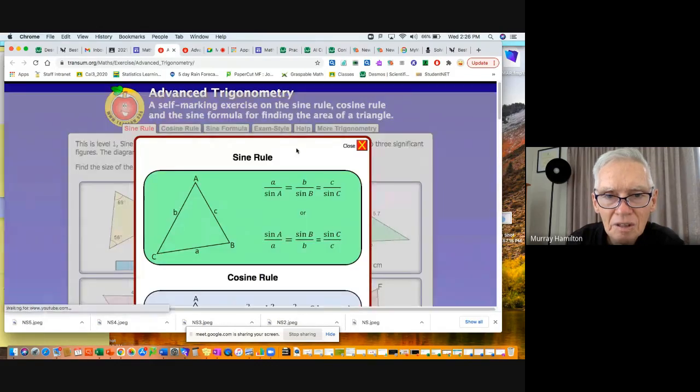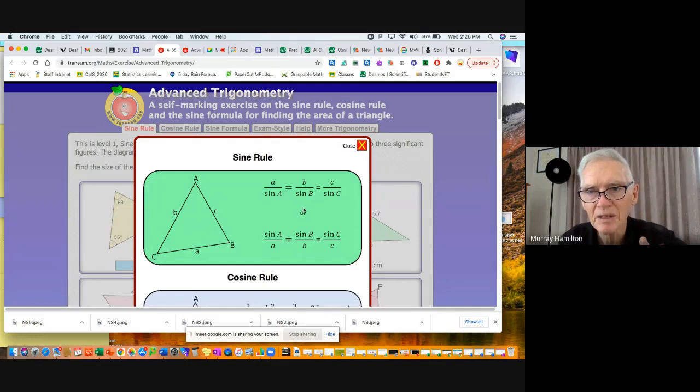And there's the sine formula. A over sine A equals B over sine B. Sine A over A equals sine B over B. What you want to find is always on the top. So one of these formulas is just flipped over. It's just the inverse of the other.